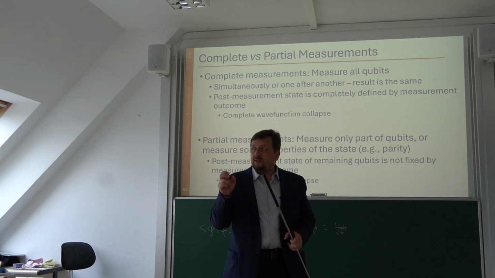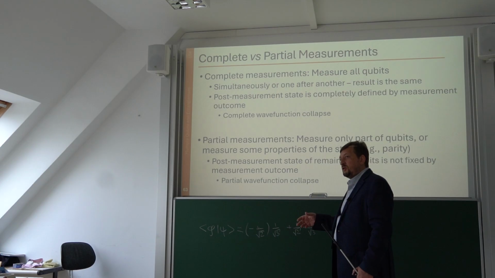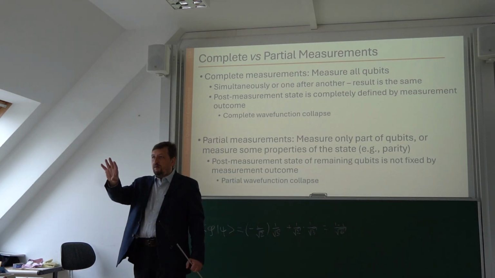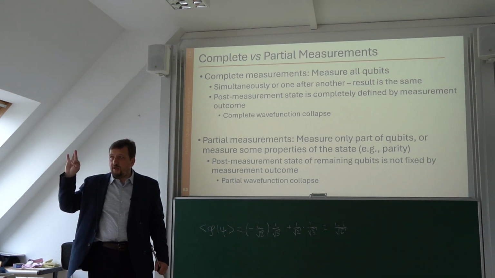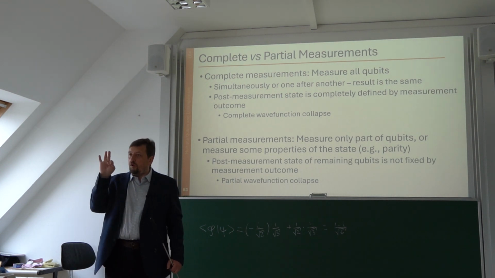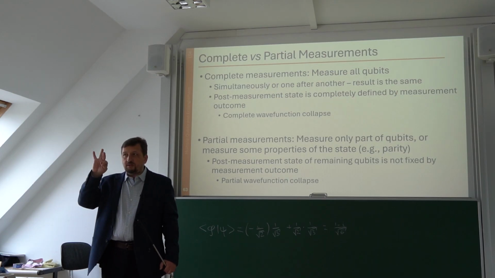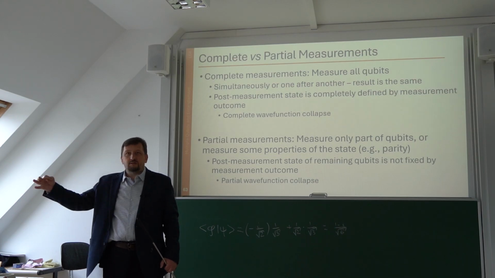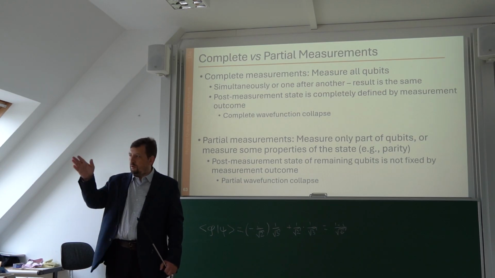When we perform such a partial measurement, there is still some quantum information that we do not determine through the measurement. For example, if I have 5 qubits and I measure 2 of them, the state of these 2 qubits collapses to the measurement outcome. But for the other 3 qubits, their state is not determined by the measurement. There is some freedom in this state. So there is only partial wave function collapse.